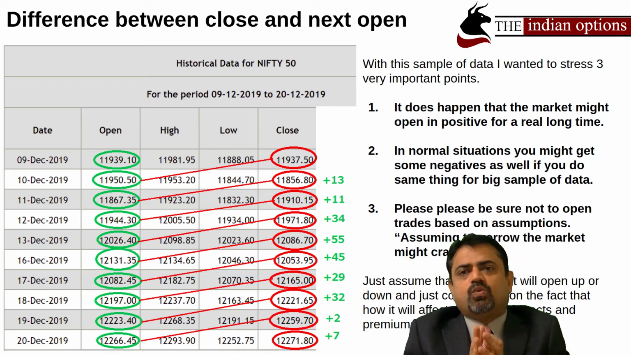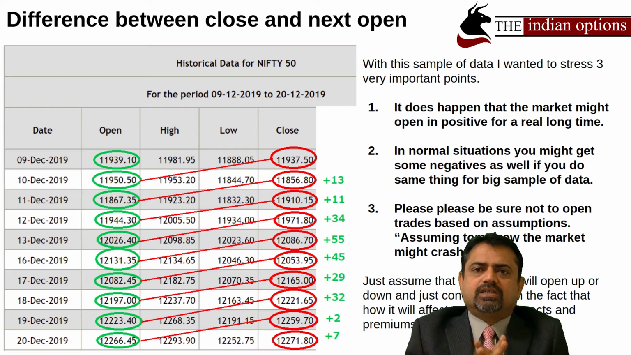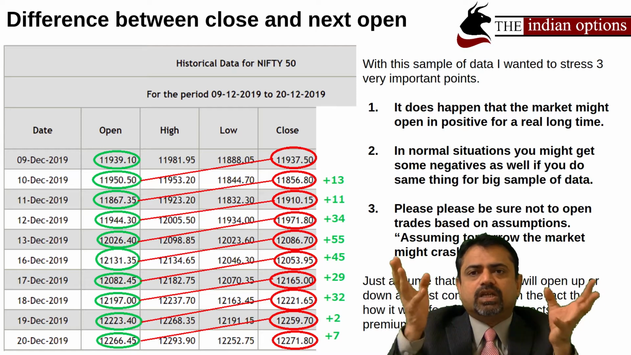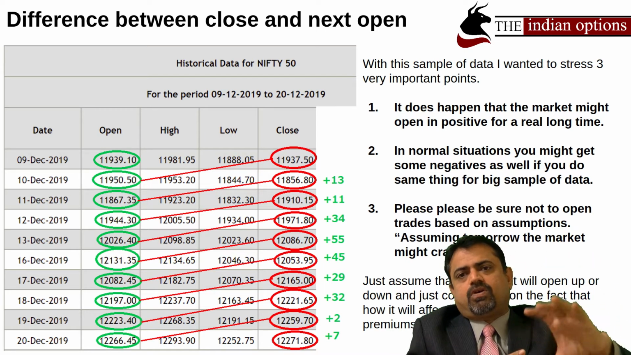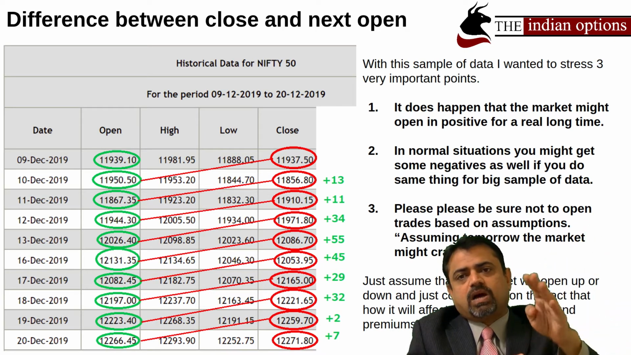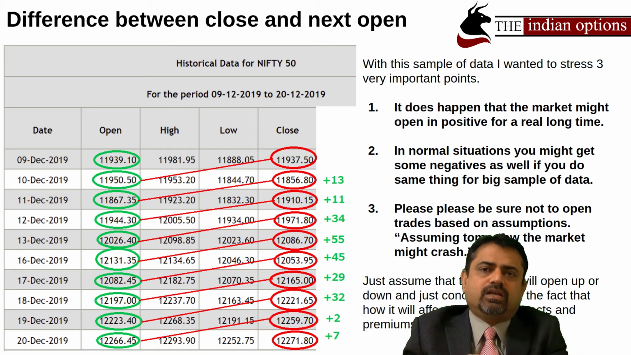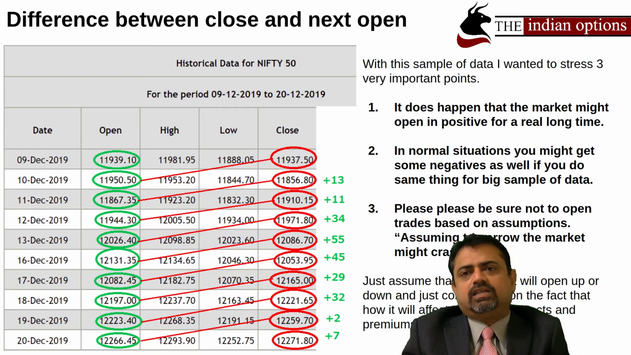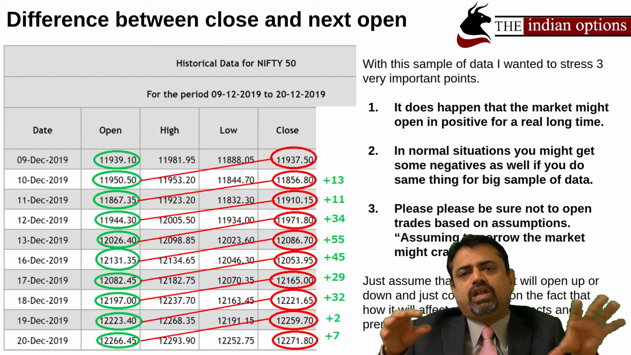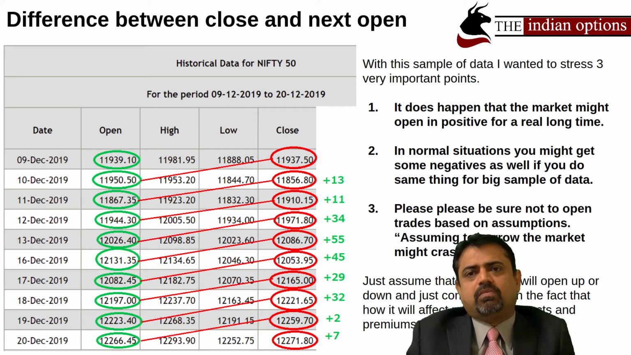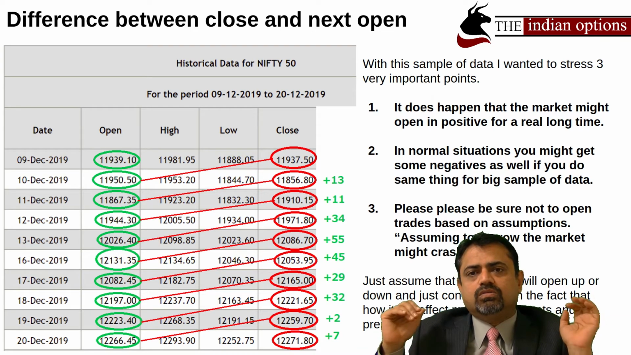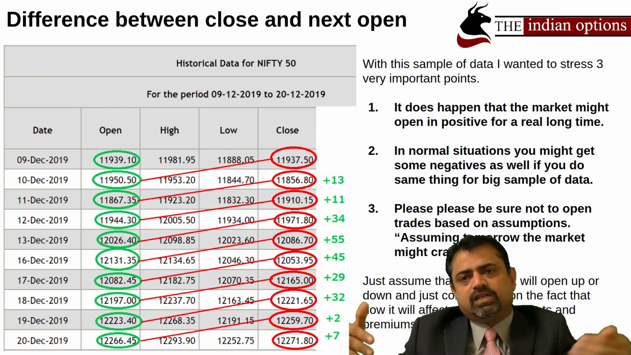Okay, because what happens is sometimes somebody might assume, okay, the market has gone up for the last 5 sessions, the market was always up and things like that, so today the market might fall. So when you are making this kind of assumption and then trying to trade, that is a very, very wrong thing to do. Never ever underestimate the market.